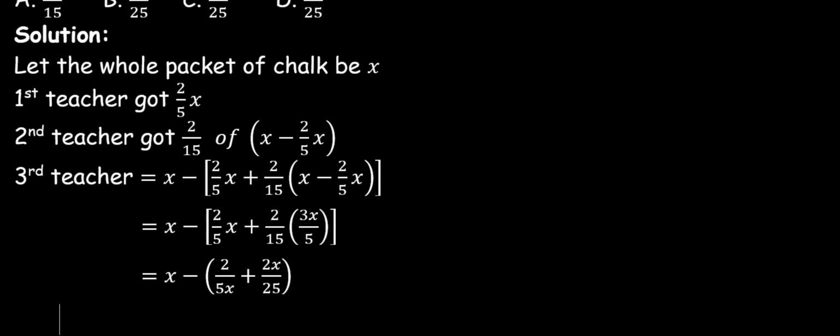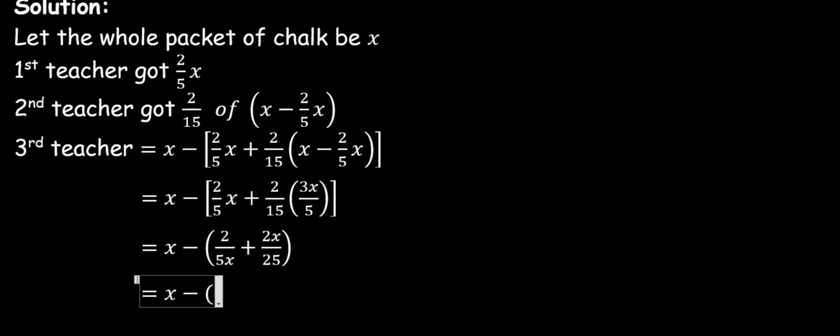Next, in the inner bracket, you now have a simple arithmetic operation of addition. And when you do that, it will be x minus, bracket open, 10x plus 2x over 25, bracket close. The LCM of 5 and 25 is 25. So when 25 is divided by 5, it gives you 5. 5 times 2 gives you 10. Then in the other fraction, 25 divided by 25 is 1. 1 times 2 gives you 2. That's the result.